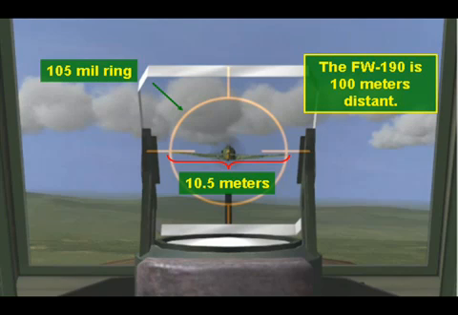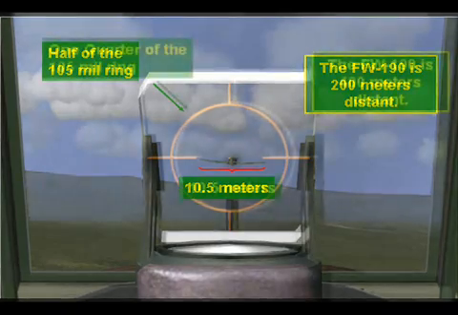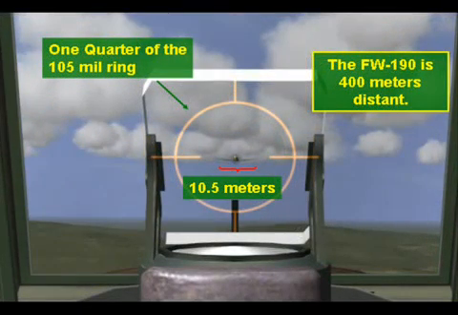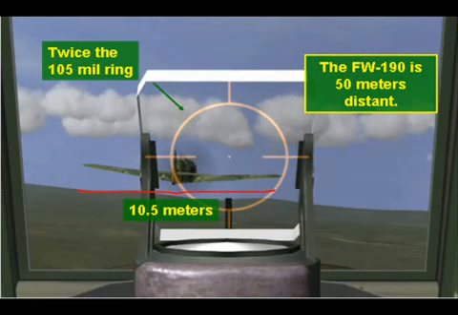Likewise, when he's half the distance of the ring, he's at 200 meters. When he's at a quarter of the distance of the ring, he's at 400 meters. And when he's twice the size of the ring, he's at 50 meters, right there on top of him. And this is going to be important later on when we set up convergence.